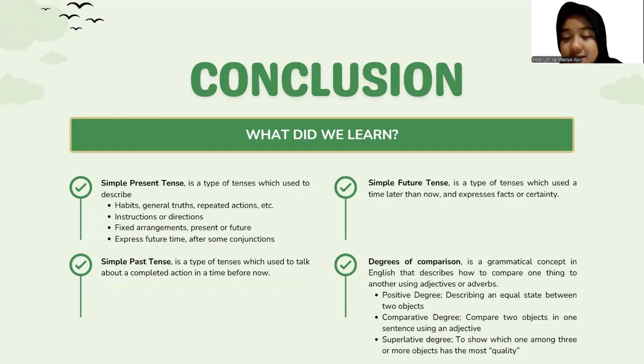And last but not least, we have talked about degrees of comparison, which is a grammatical concept in English that describes how to compare one thing to another using adjectives or adverbs. In degrees of comparison, we have three things to remember: the positive degree, comparative, and superlative. The positive is used to describe an equal state between two objects, so it's the equal one. The comparative one is for comparing two objects in one sentence using an adjective. And the last one, the superlative, is to show which one among three or more objects has the most quality.